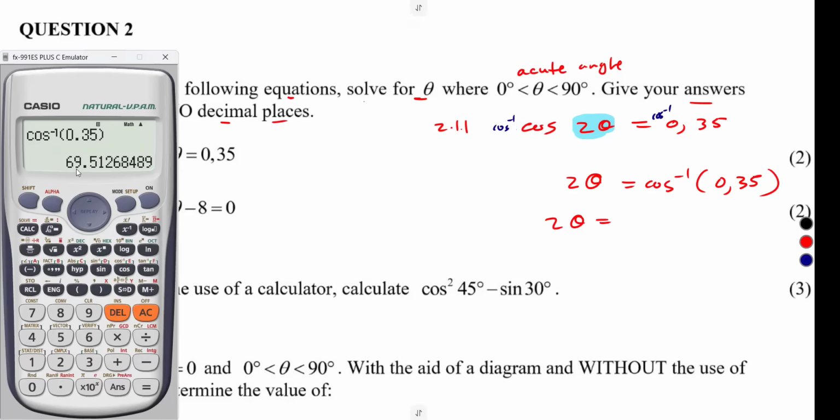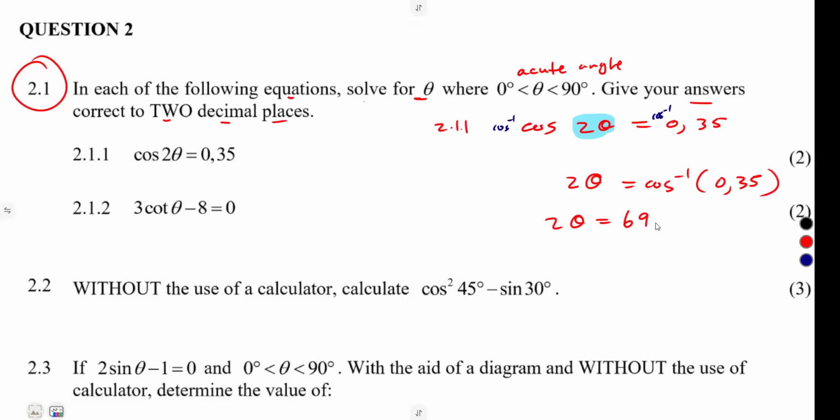0.35. So it's going to give us 61.51 to 2 decimal places, all right? Let's just set up, fix this to 2 decimal places, 69.51. So 69.51 to 2 decimal places. So to obtain the value of theta, simply divide by 2 as you've got a product. So you're going to simply divide by 2.